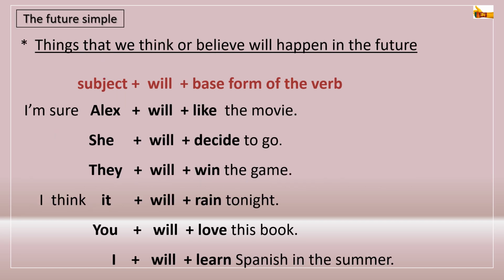Things that we think or believe will happen in the future. Here are some examples. I'm sure Alex will like the movie. She will decide to go. They will win the game. I think it will rain tonight. You will love this book. I will learn Spanish in the summer.